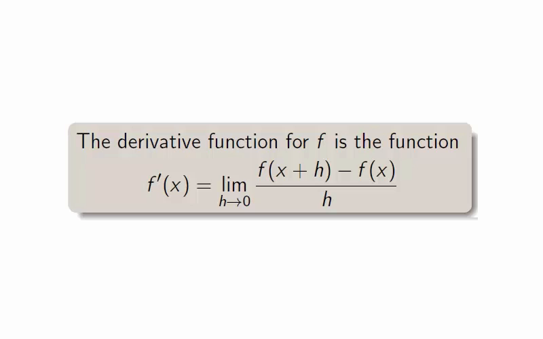The derivative function f prime of x is found by taking the limit as h approaches 0 of the difference quotient on the interval x to x plus h.